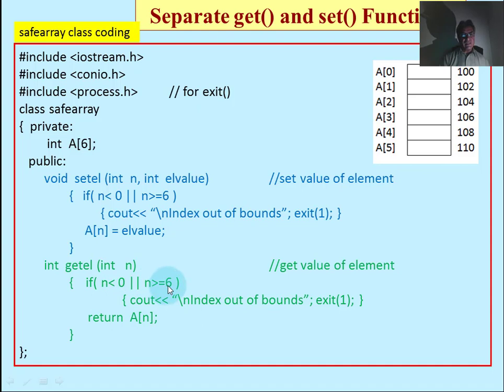3 is greater than 6, no. Then this if block will not be executed, and here A of 3 value will be returned to main program. At this location A of 3, something will be stored, that will be returned to main program. These two functions will work for inserting and reading the array memory.